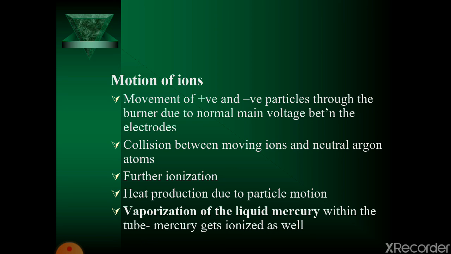Motion of ions, how they will move. Movement of positive and negative particles through the burner due to normal main voltage between the electrodes. Collision between moving ions and neutral argon atoms causes further ionization, heat production due to particle motion, and vaporization of the liquid mercury within the tube. Mercury gets ionized. Of course, vaporization is done because it is a mercury vapor burner.